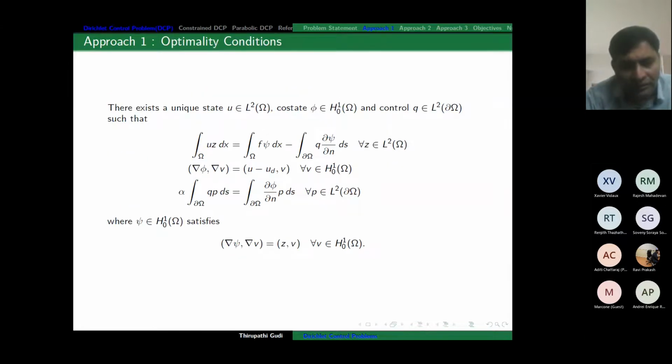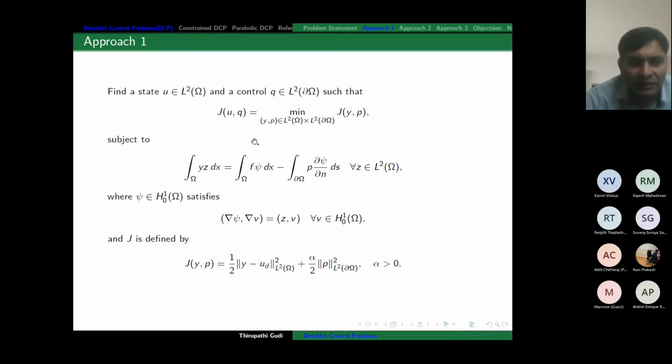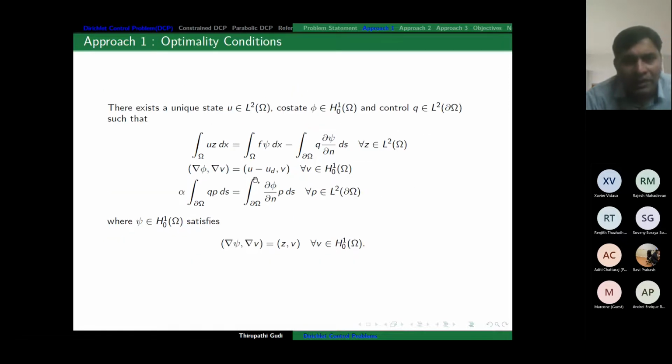Then for other purposes, for example from a numerical point of view, we need to know exactly what this U and Q are going to satisfy, because this is still in the optimization sense. But if you derive the optimality conditions, we can see that the optimal state U and control Q are linked through this, and there is a co-state phi defined by this relation: gradient of phi, gradient of V, U minus U_d, V, for all V in H_0^1 functions.